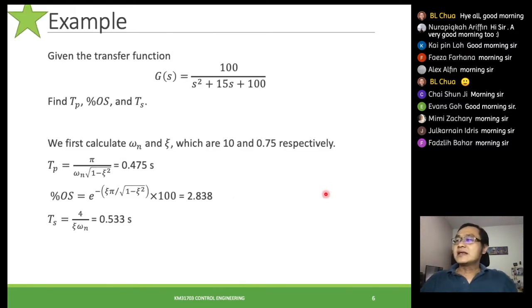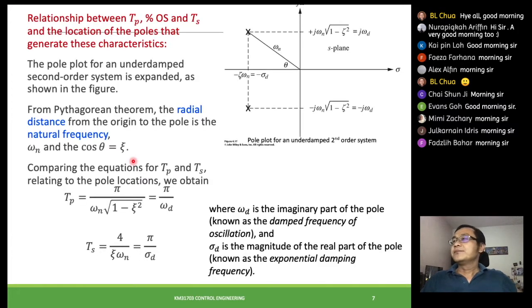So here is an example where you can try it on your own. The concept is very straightforward. If we are given a second order transfer function, you can exactly get the peak time, the overshoot percentage, and the settling time, as shown. You just apply the equations accordingly.